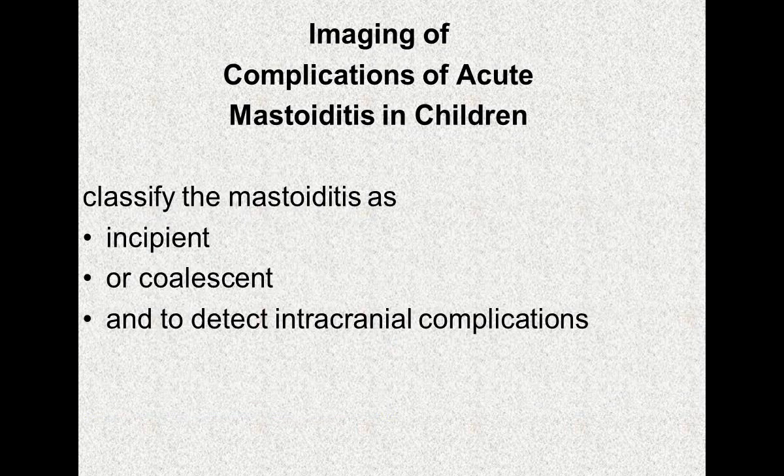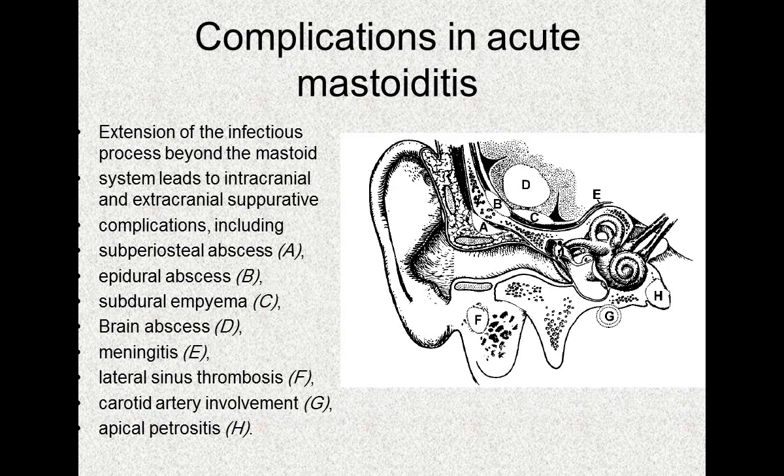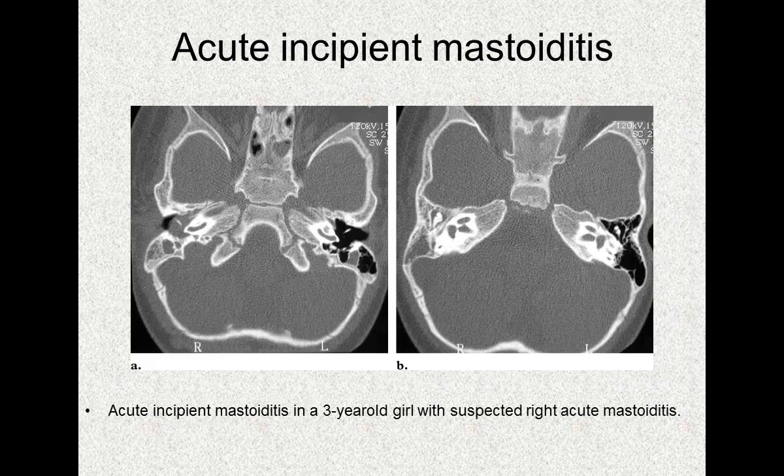Imaging of complications of acute mastoiditis in children. Classify mastoiditis as incipient or coalescent in order to detect intracranial complications. Complications of acute mastoiditis, as we see: supraosteal abscess, epidural abscess, subdural empyema, brain abscess, meningitis, lateral sinus thrombosis, carotid artery involvement, petrous apicitis. Acute incipient mastoiditis: a 3-year-old girl, suspected right acute mastoiditis.